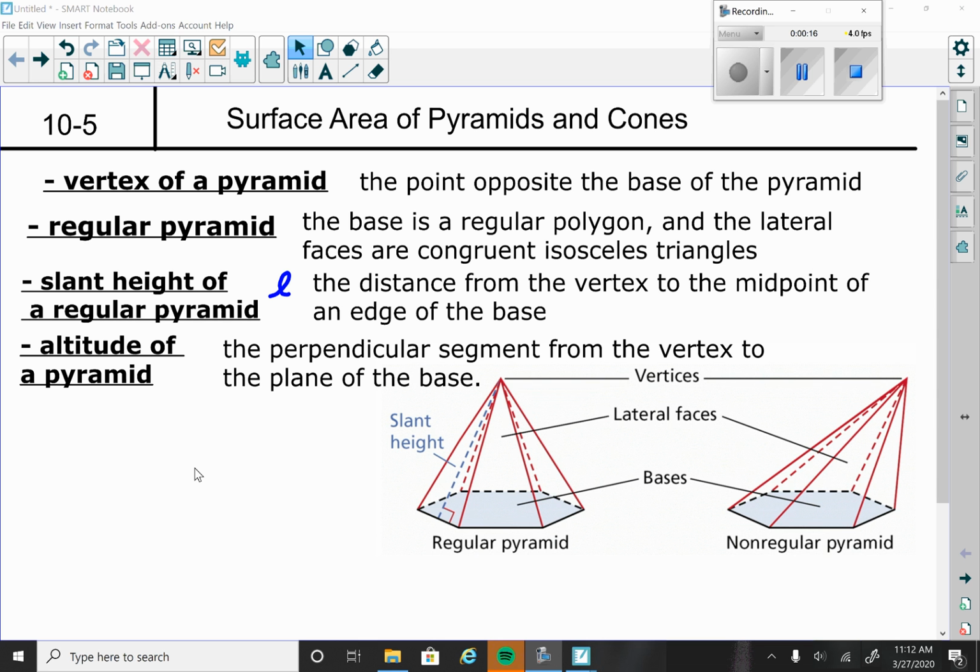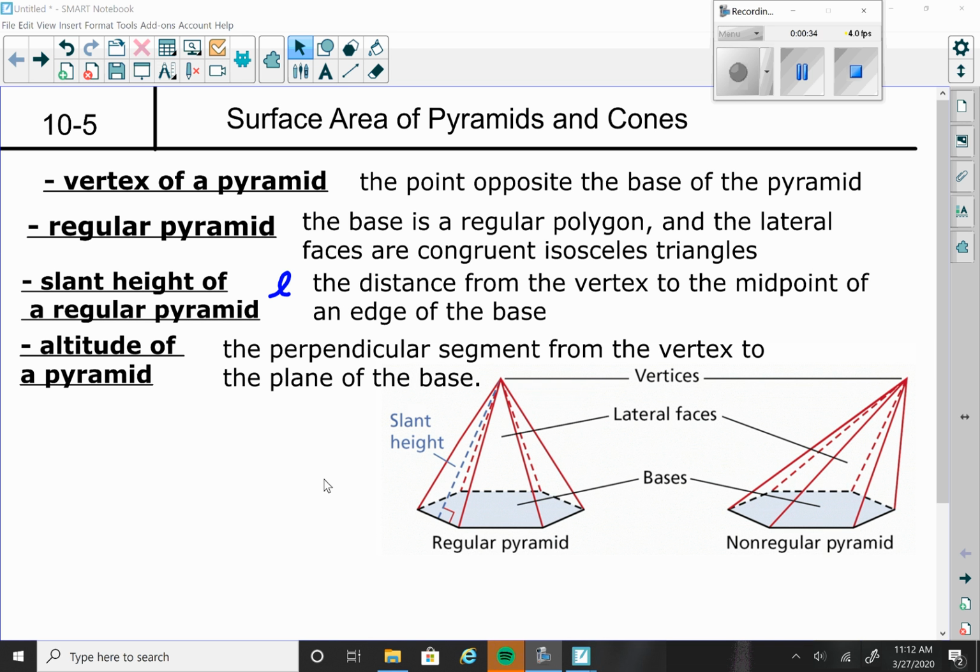Something that you miss. Right now for your bell ringer, I'm going to ask that you copy down these definitions or vocab words into your graphing spiral. So go ahead and pause the video now and copy down these terms.